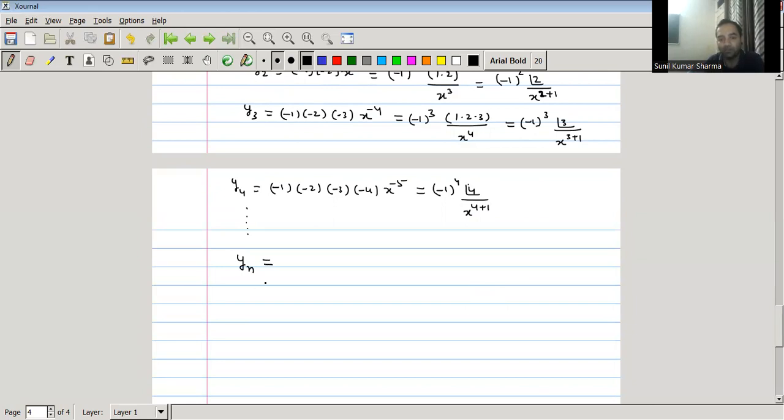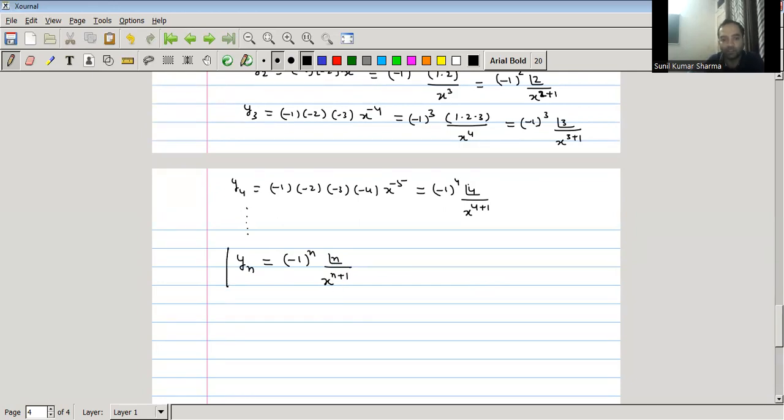So can you tell me what is the nth derivative? Y3 is (minus 1) to the power 3, 3 factorial upon x power 3 plus 1. Y4 is (minus 1) to the power 4 into 4 factorial upon x power 4 plus 1. So what is yn? (Minus 1) to the power n into n factorial upon x power n plus 1.